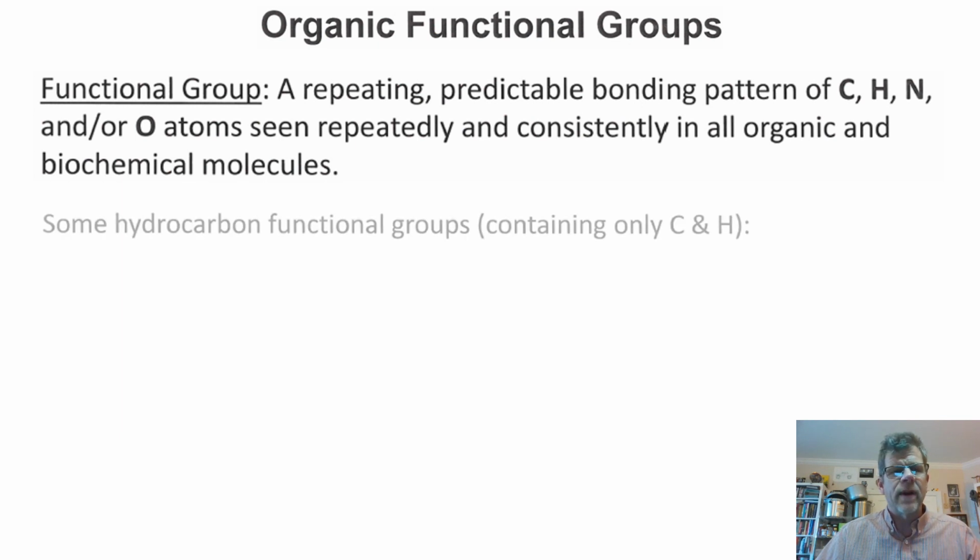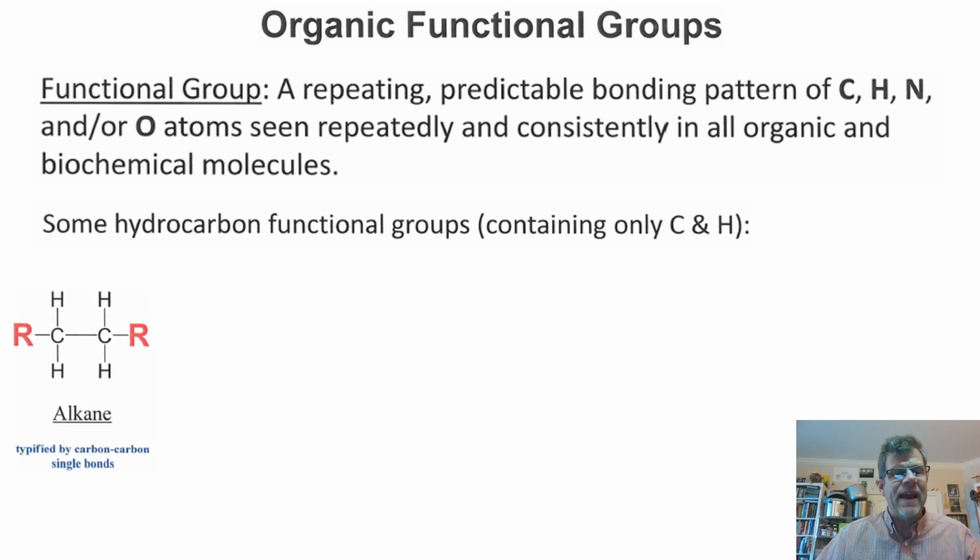So the first one, in these hydrocarbon functional groups, is known as the alkane. An alkane is typified by carbon-carbon single bonds. We find that we've been drawing a lot of alkanes lately because we've been drawing almost exclusively molecules with carbon-carbon single bonds. So here is what we're looking at, this carbon-carbon single bond in this representative example.